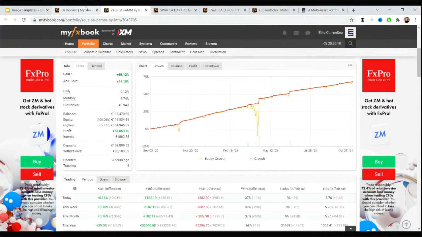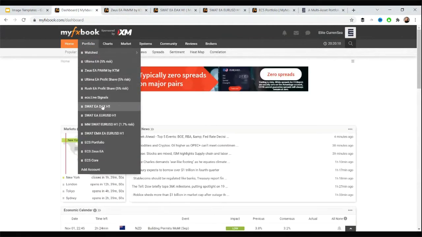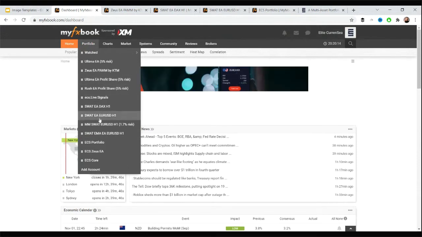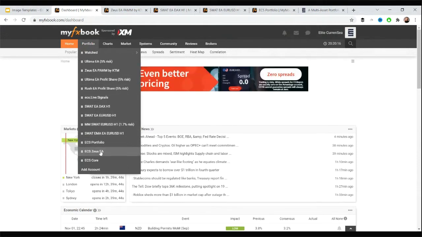Let's take a look at the rental version of ZUCA as well, if I can find it. Maybe that's this one.